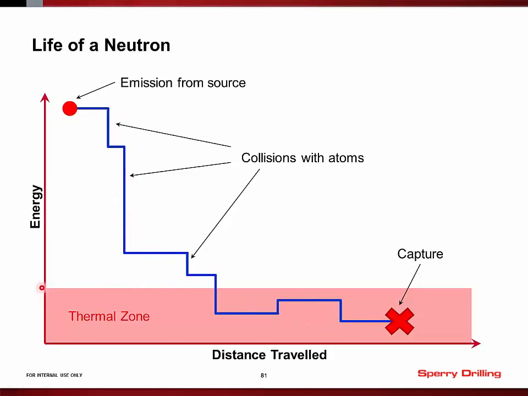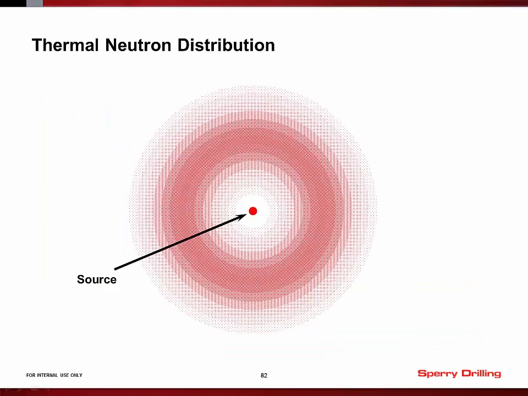Now, the important thing is that this thermal zone is the zone where our detectors are tuned to detect the neutrons. When they're up here with high energy, the detectors cannot detect them. The detectors are designed so that they're only going to pick up these relatively low energy thermal neutrons, and so we have to wait for them to be slowed down before they can be detected, but we don't want to wait too long, otherwise they'll be captured. So there's a balance to be had in our tool design, which I'll explain in a little while. So let's think a moment about the source and the neutrons that come from the source.